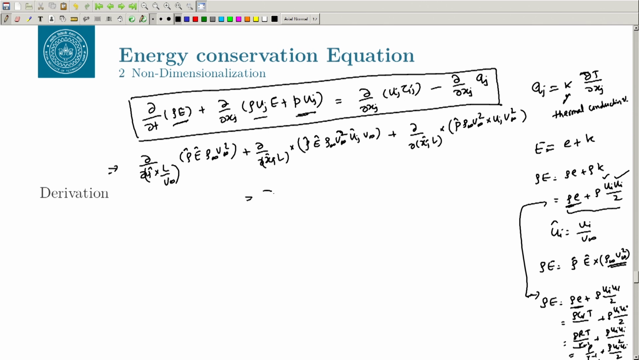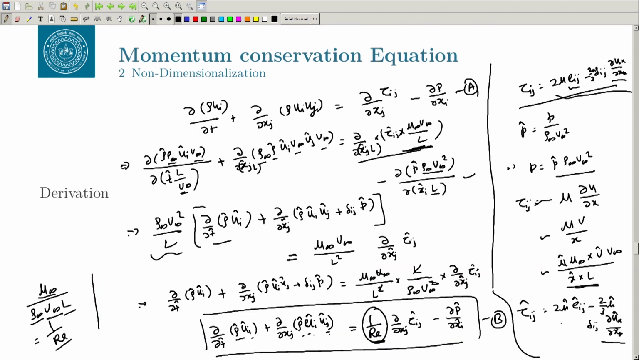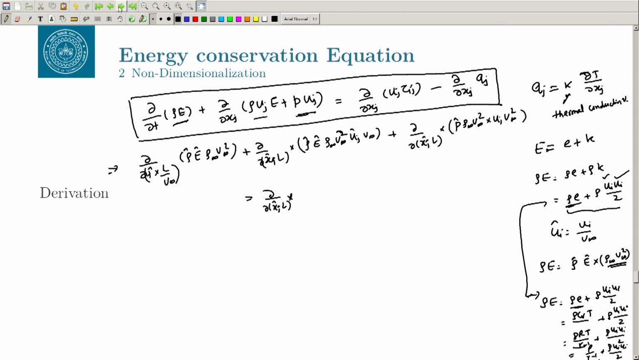If you go to the next term, del by del x_j hat into L, and tau_ij we have already discussed, right. So, tau_ij goes as tau_ij hat multiplied by mu infinity u infinity by L. So, that will be u_j hat u infinity into mu infinity u infinity by L into tau_ij hat. Okay. Now, this is a very critical term.